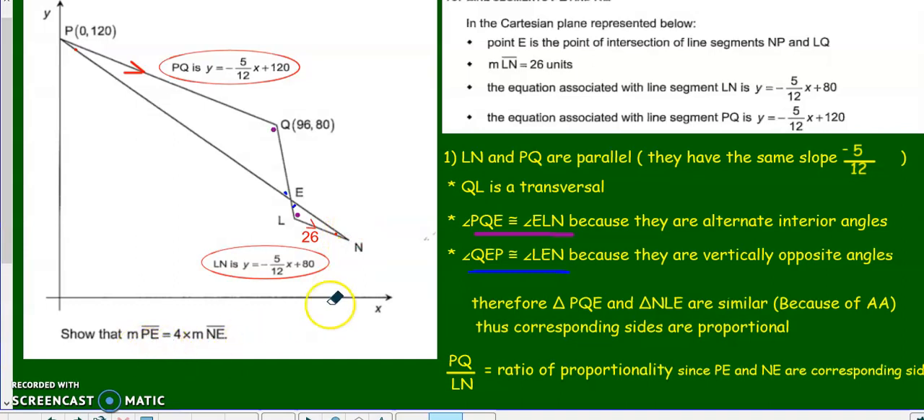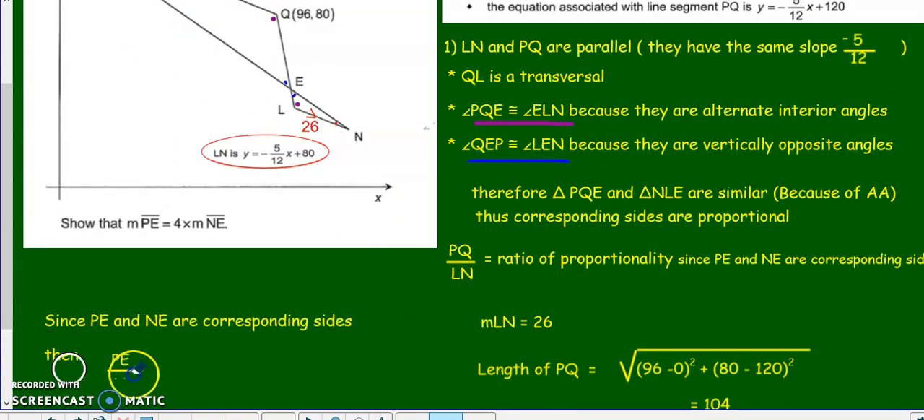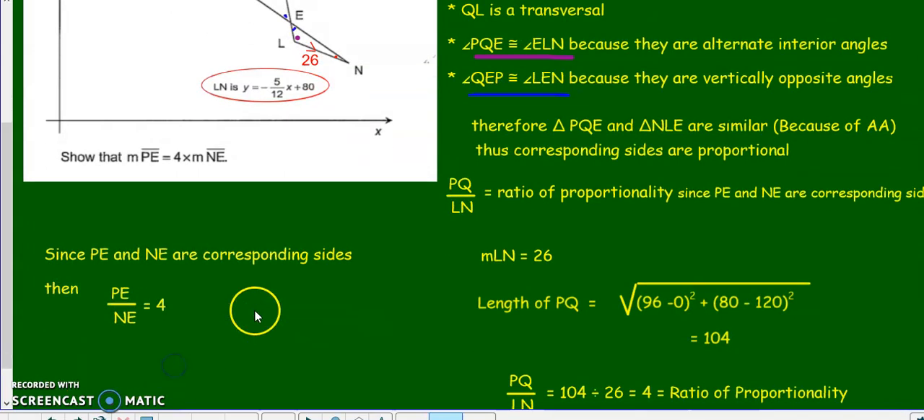And now we're looking for PE. So P to E corresponds to N to E. And they are corresponding. Therefore, the ratio should be 4. And if the ratio is 4, I just multiply both sides by it, and we get what we're looking for.